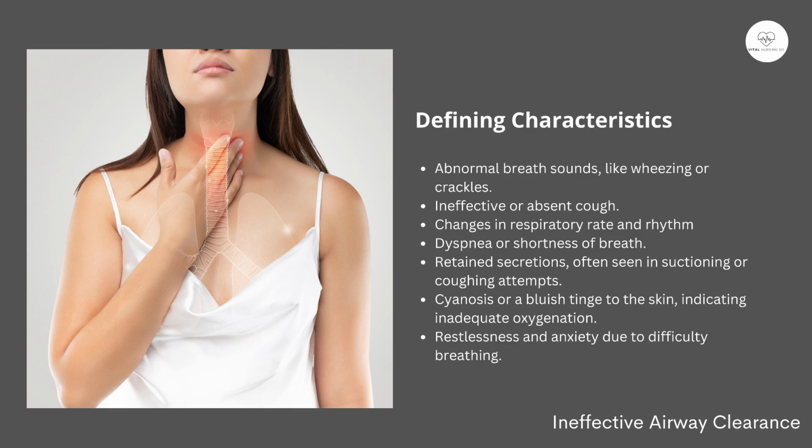Defining characteristics. Let's go over some defining characteristics. These are the signs and symptoms that can be observed in patients, which include abnormal breath sounds like wheezing or crackles, ineffective or absent cough, changes in respiratory rate and rhythm, dyspnea or shortness of breath, retained secretions, often seen in suctioning or coughing attempts, cyanosis or a bluish tinge to the skin, indicating inadequate oxygenation, restlessness and anxiety due to difficulty breathing.